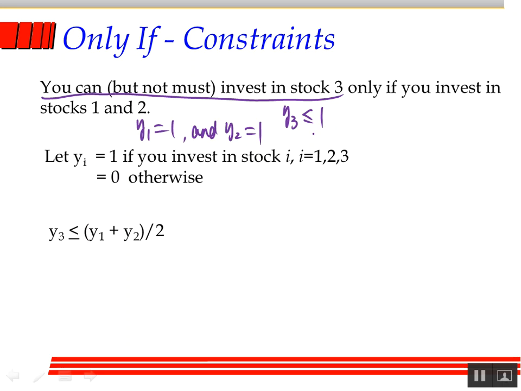Now, if you do not invest in any one of the stocks, then suppose y1 is 1, y2 is 0. 1 plus 0 is 1 divided by 2, which is half, right? So y3 less than or equal to half means what? If you have y3 less than or equal to 0.5, what does that tell us? You can't invest in it because it's not 1.